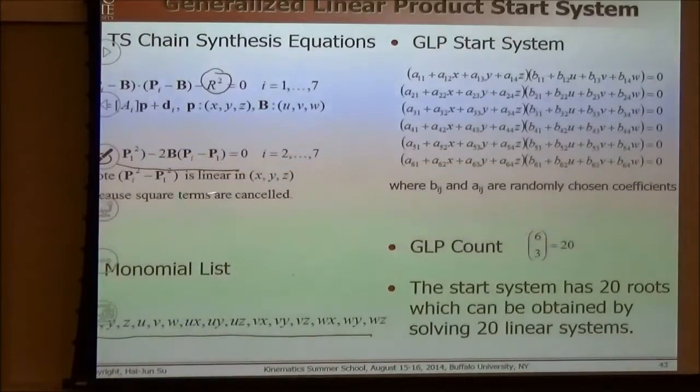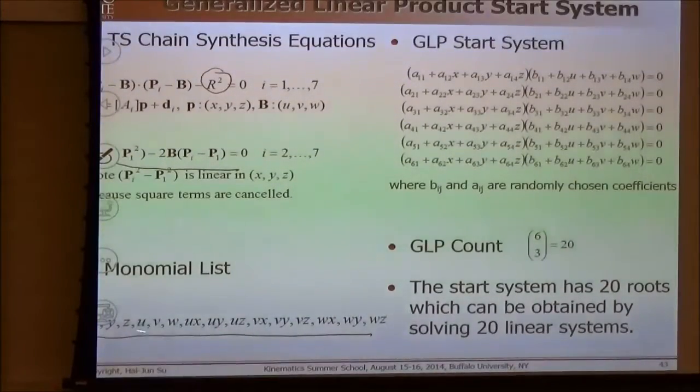In terms of x, y, z it is linear, but overall it is quadratic. They are mixed in terms of u, v, w and x, y, z. So these are the monomials. So the GLP structure will be like this.